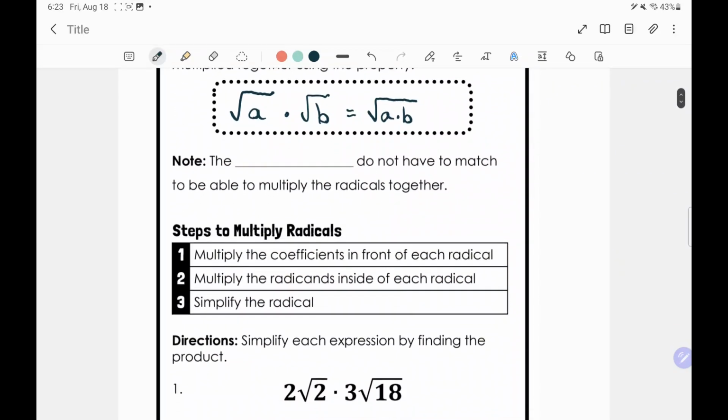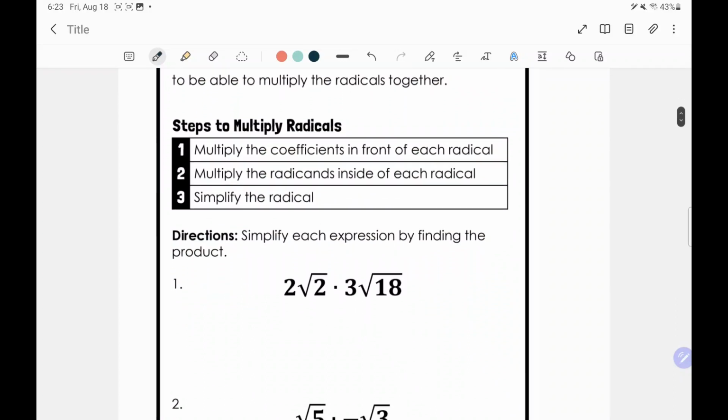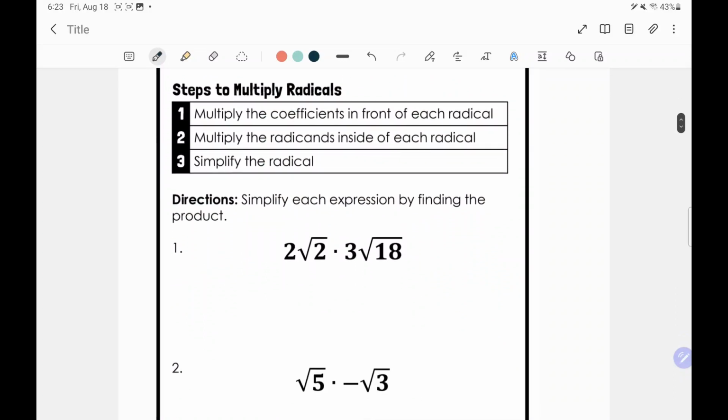Okay? Now, I want you guys to know something. You don't need to have the same radicand. Remember how whenever we were adding and subtracting, we needed to have the same radicand? In this case, we do not need to have the same radicand. So make sure you put right here, you do not need to have the same radicand in order to multiply things together. You can just multiply whatever is on the inside, and we're going to go over what you do with the numbers on the outside.